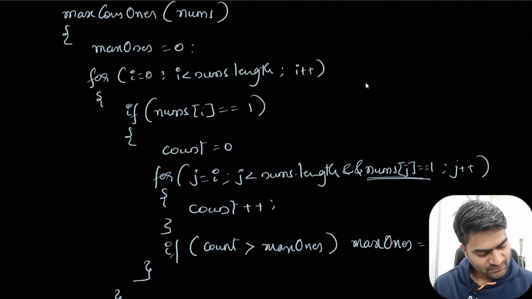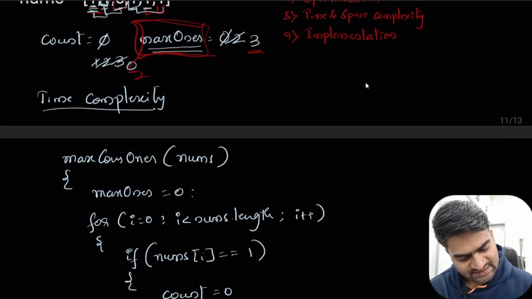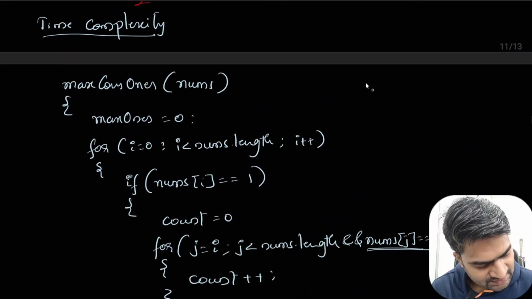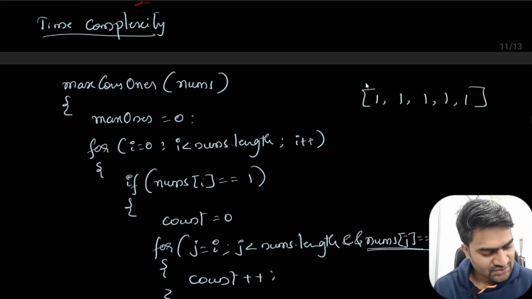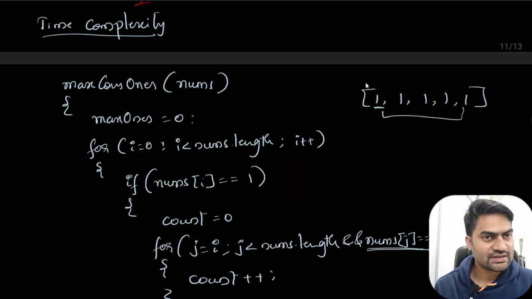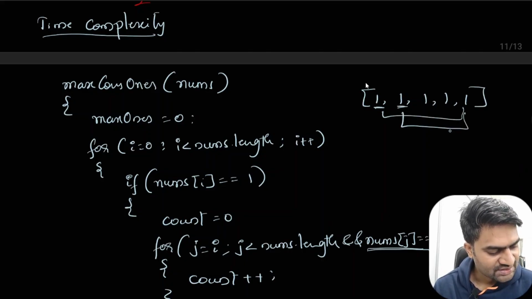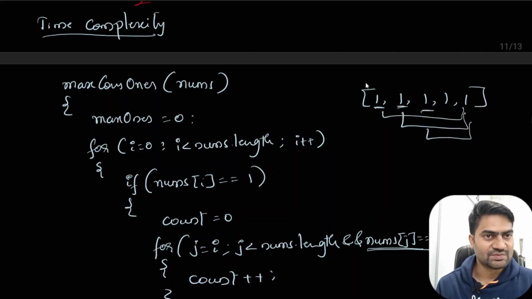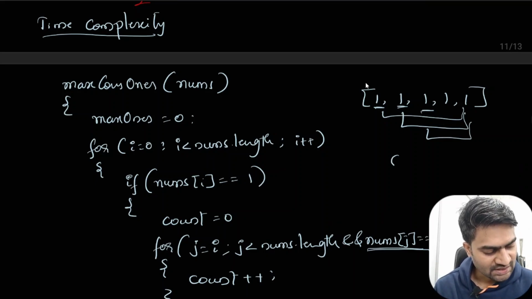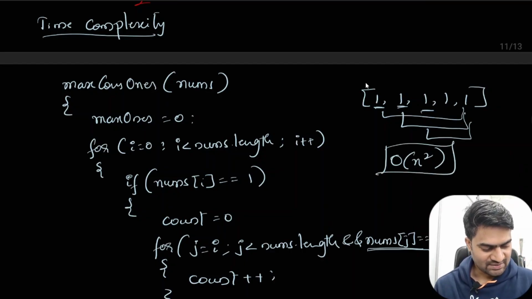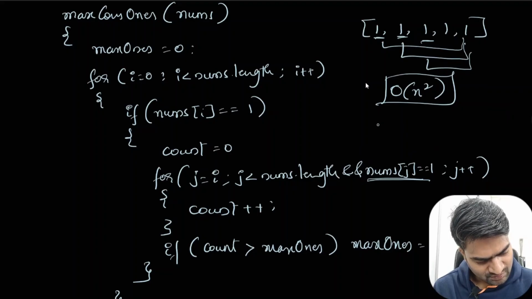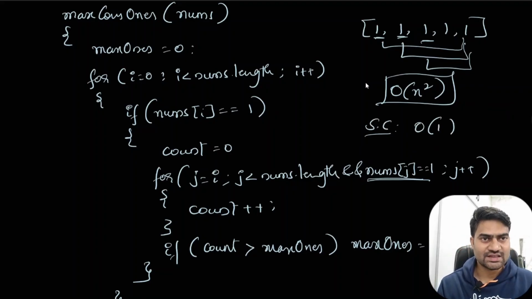So if we consider this particular example, or let us consider another example where the array contains only ones. For this value it will run, for this value it will run this much, for this value it will run this much. So if you consider this scenario, it will run for order of n square time. Now if you want to check the space complexity, it is of order 1 because we are not using anything extra here.